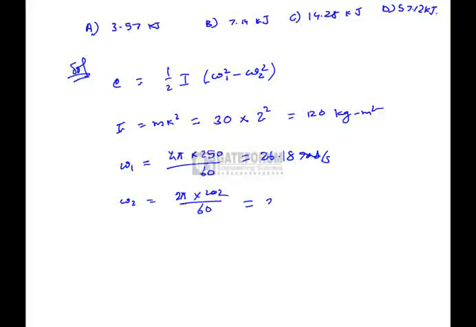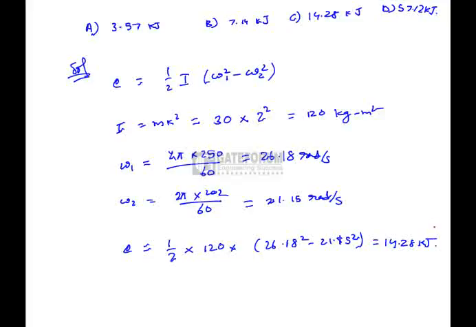which is equal to 21.15 radians per second. And the energy increase in the flywheel, or energy stored in the flywheel due to the speed increasing from 202 to 250, is equal to half into 120 into (26.18 square minus 21.15 square), which is equal to 14.28 kilojoules. So the right answer is 14.28, and in the options the correct option is C. C, the right answer.